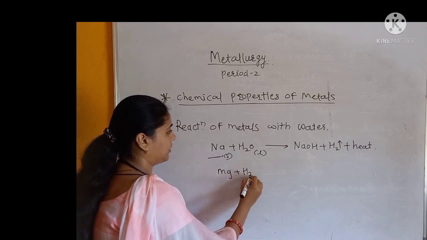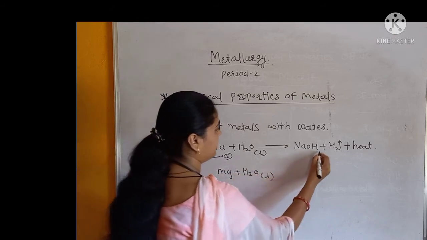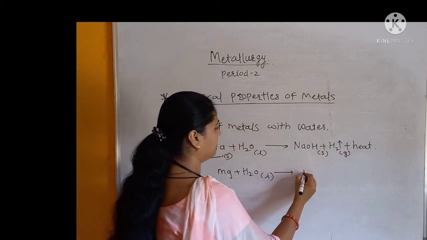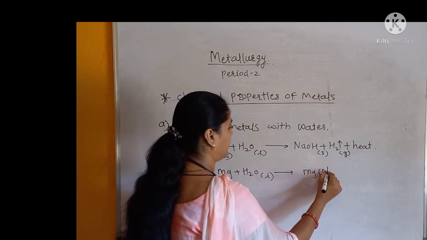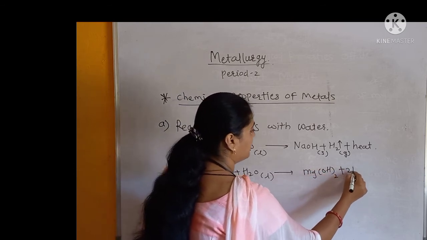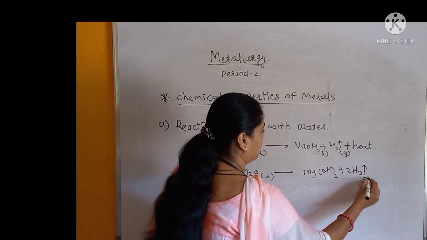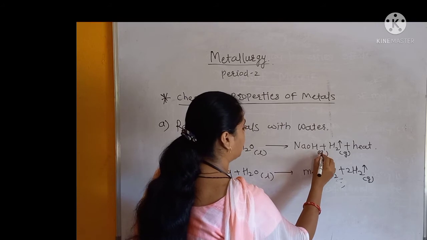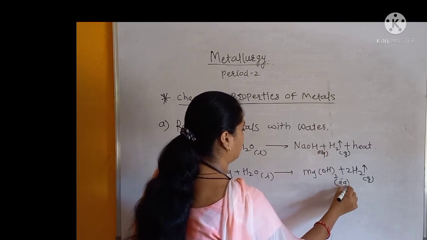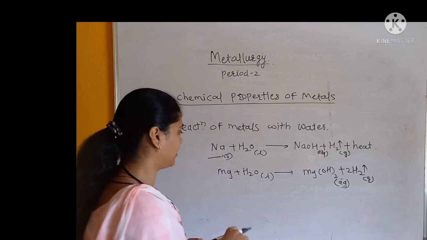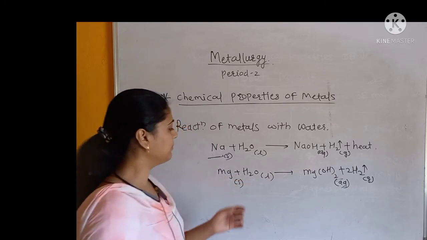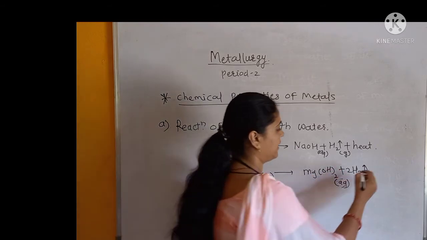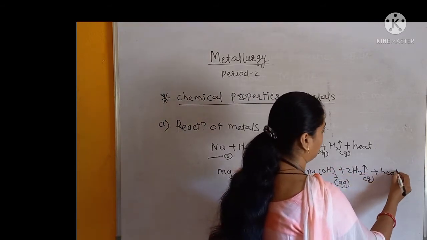Magnesium reacts with water. This is the solid state, this is the gaseous state. Which product is formed? Magnesium hydroxide plus 2 moles of hydrogen gas, and it is not solid, it is aqueous. Aqueous means they are present in the water. This is the solid. Magnesium reacts with water, there is a formation of magnesium hydroxide, removal of hydrogen gas, and removal of heat also here.